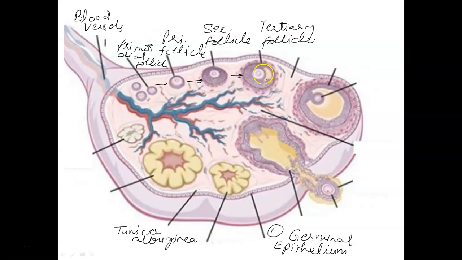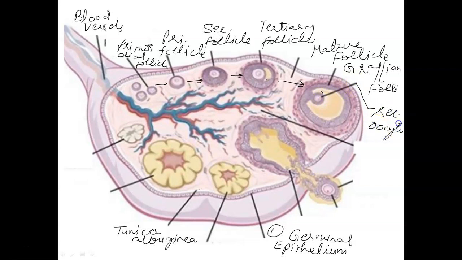Now this is the tertiary follicle, and the last, fully matured follicle is also known as the graafian follicle. So I can write here graafian follicle. Inside that graafian follicle, we can mark here, this is the secondary oocyte. Why? Because the first meiotic division has already occurred, and the primary oocyte forms the secondary oocyte. This is the primary oocyte, which undergoes meiotic division.